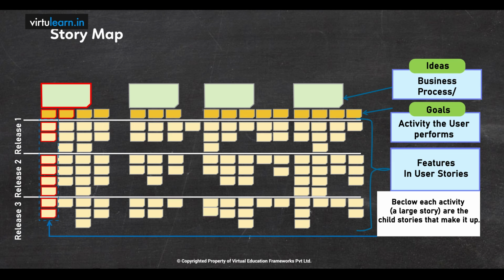The story mapping technique, or sometimes we call it a walking skeleton, is a very useful technique that gives the holistic picture of the entire system that we are building, and also helps us in release planning by identifying the minimally marketable features that should be part of this release.